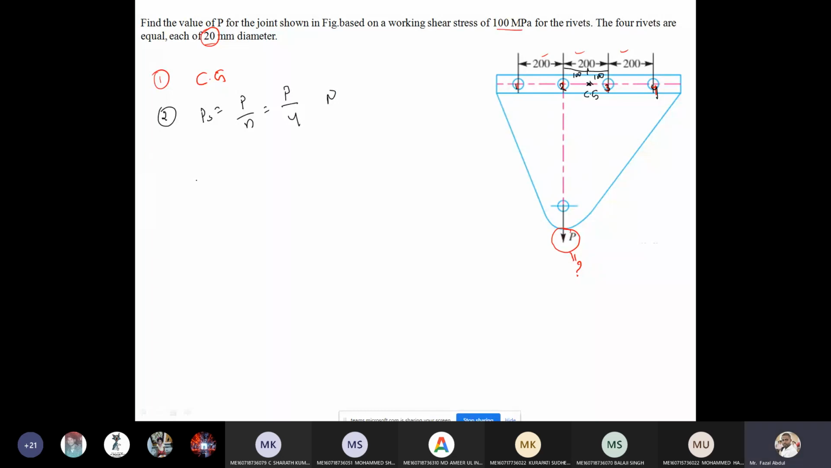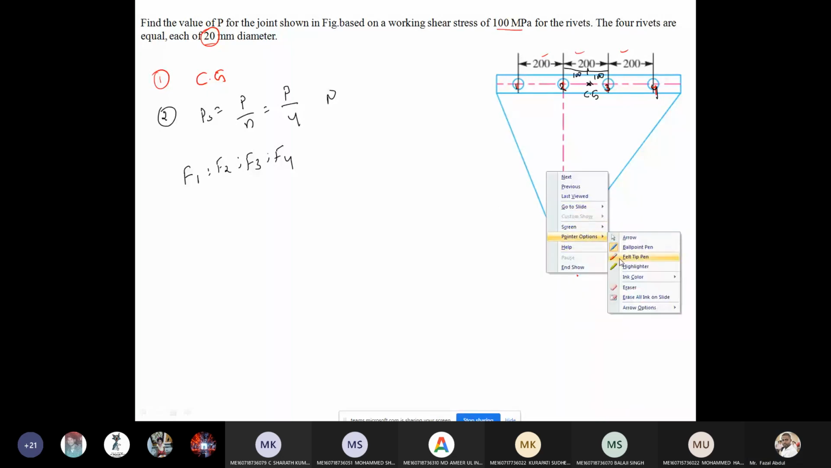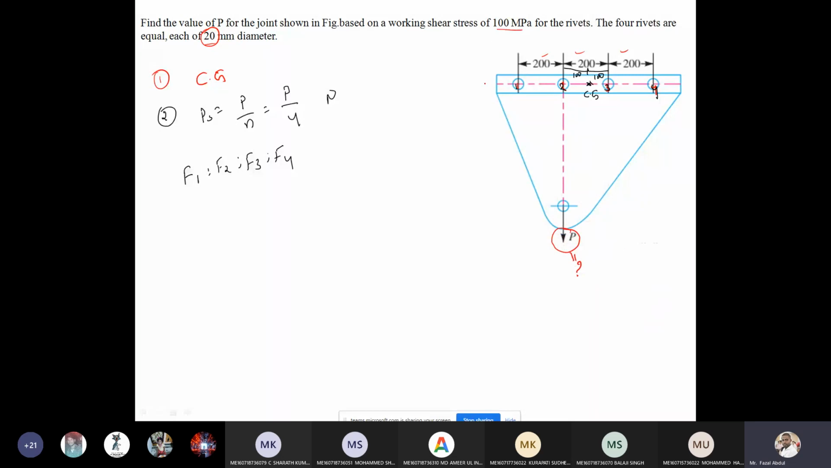Now the second thing is, the secondary shear force we need to calculate on each rivet, because we have 4 rivets. So 4 secondary shear forces are there: F1, F2, F3, F4. How much are they? The primary shear load is always acting in the downward direction.